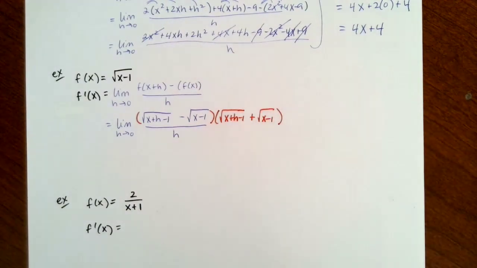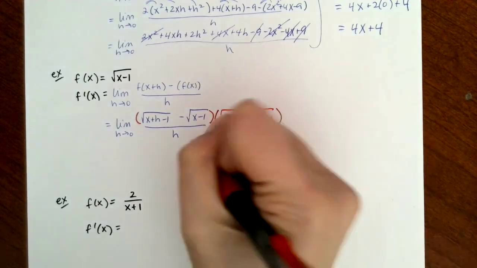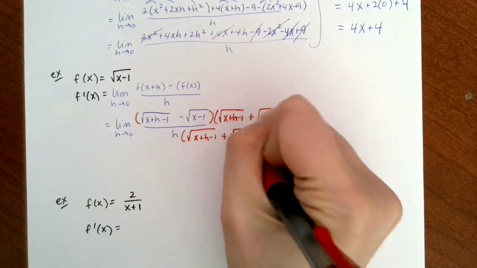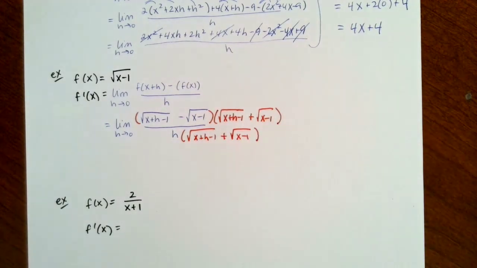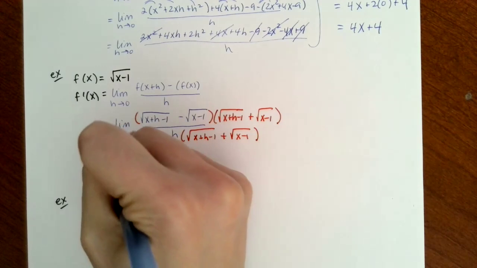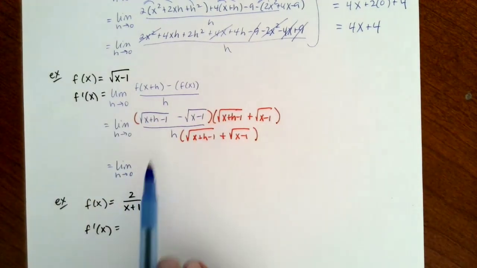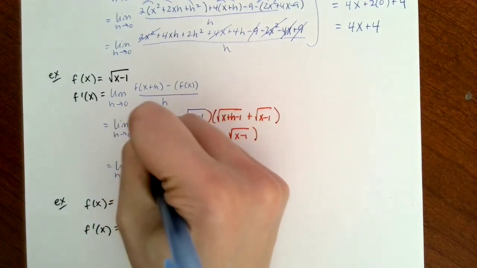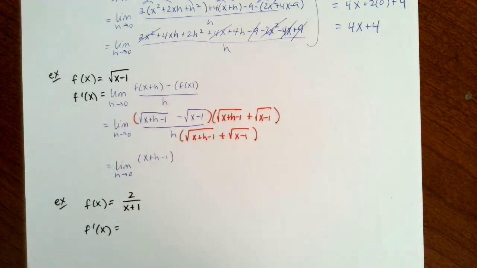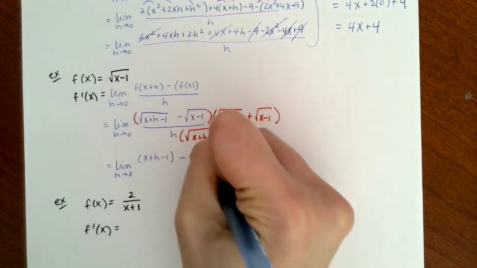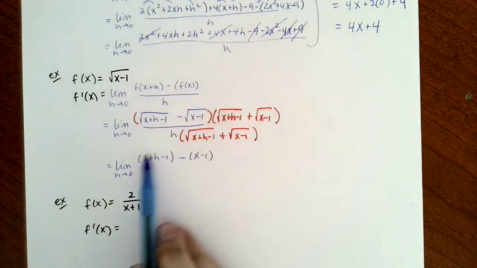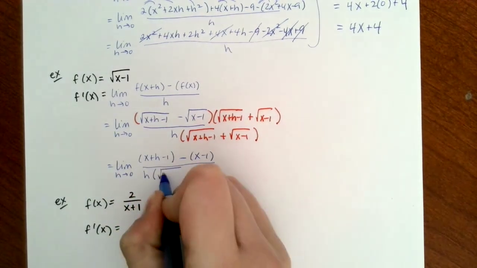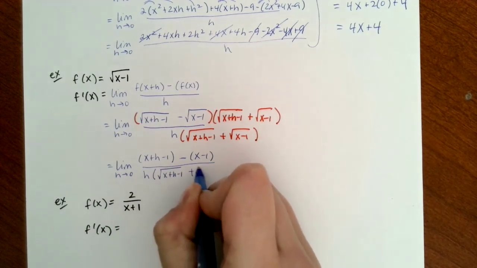I want that to combine with the numerator so that I can get rid of the roots, but I have to also multiply it into this denominator to keep things balanced. All right, so on top, I have this root squared minus this root squared. So that's x plus h minus 1, free of its root, minus x minus 1, also free of its root. So this is a squared minus b squared, all over the bad denominator that we have now created.